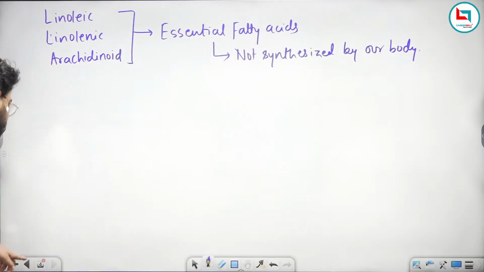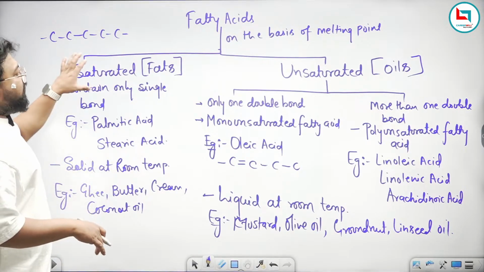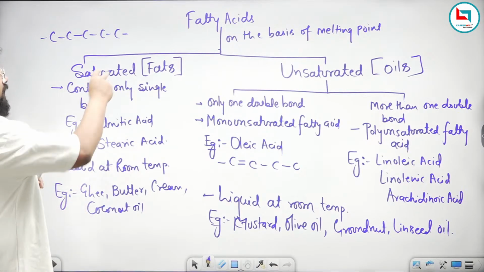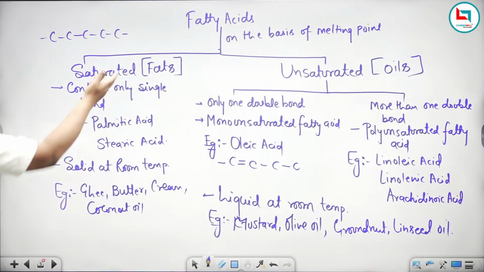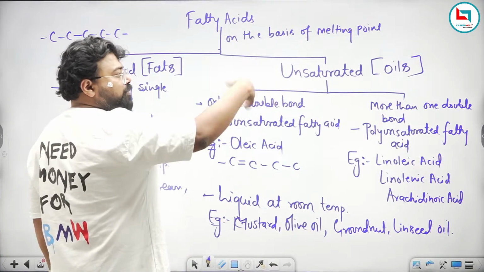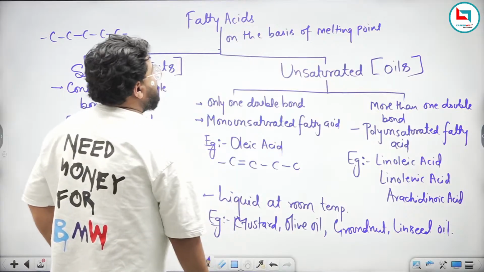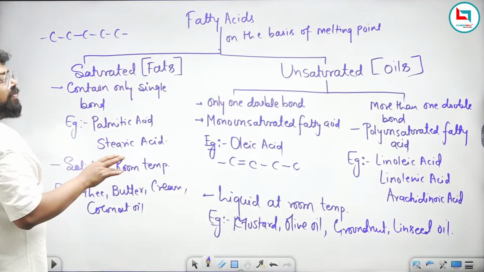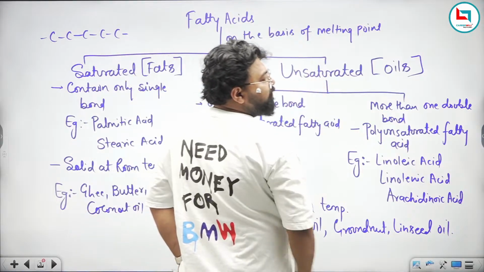Fine. Next thing is, these saturated fatty acids, as they have a high melting point, are generally solid at room temperature. Unsaturated fatty acids have a low melting point, okay? They melt easily, so they are generally liquid at room temperature. Commonly we call saturated fatty acids fats. Commonly we call unsaturated fatty acids oil.